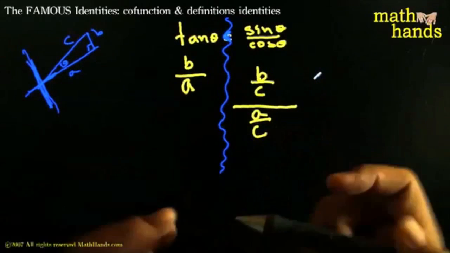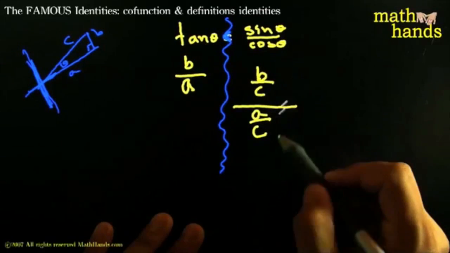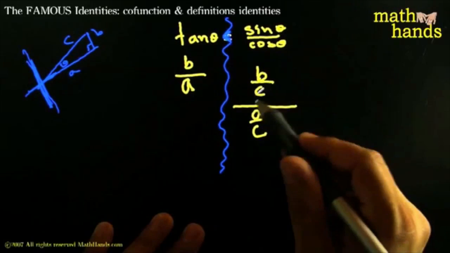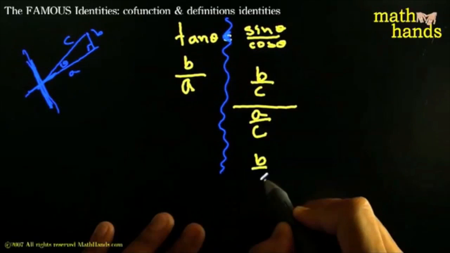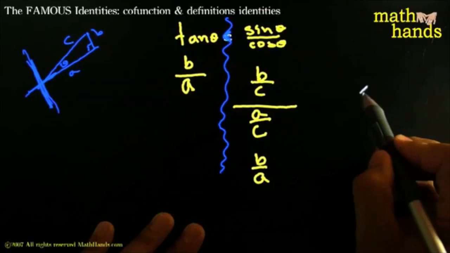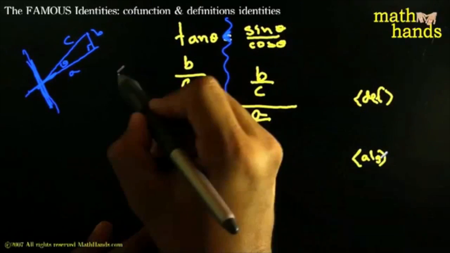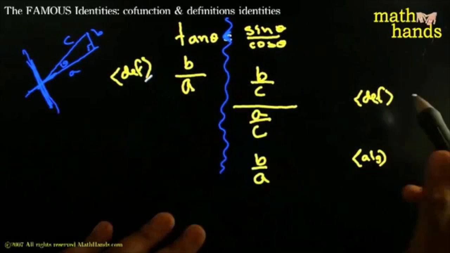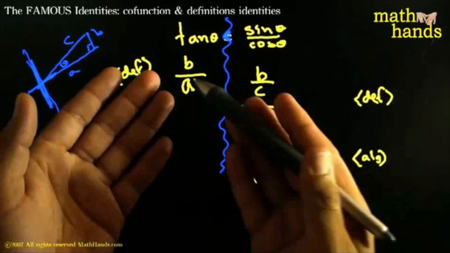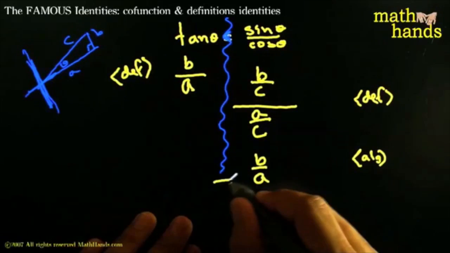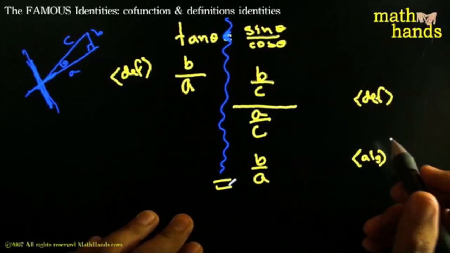Are they equal? Well, let's see. You could multiply both top and bottom by C to cancel this C, and that would give you B over A just by doing some algebra. This is by definition of tangent. And now I can see that B over A is the same thing as B over A, so that proves that they're equal by working on both sides.